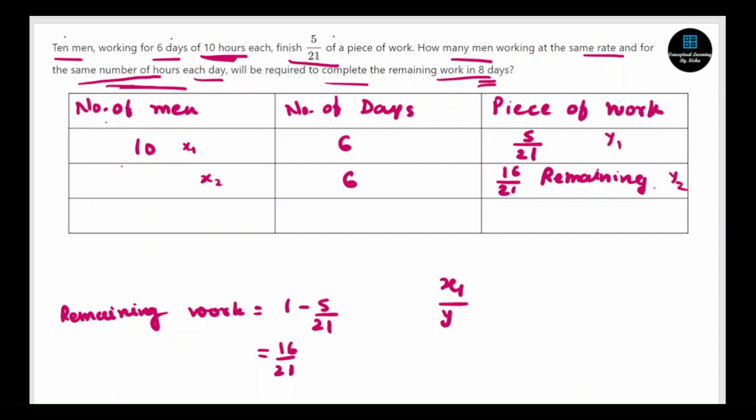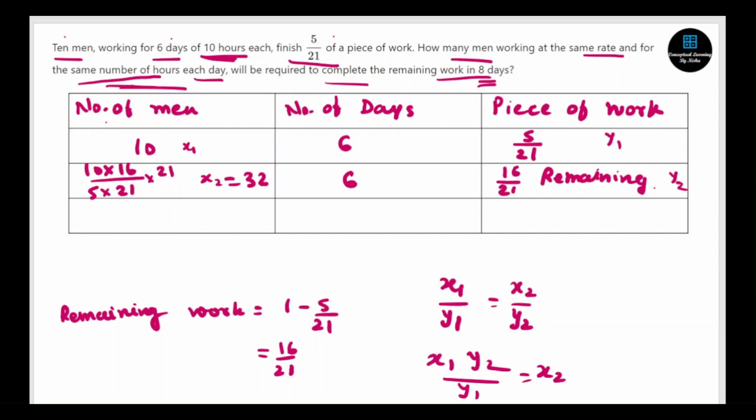Remember, we have already done this, correct? So x2 upon y2, and now to find x2 I have to multiply x1 y2 upon y1, correct? We already did this, so I'm directly doing it here. So x1 is 10, y2 is 16/21, and now I have to divide by y1. So y1 is 5/21, so I'll write 5 here and 21 goes up with this. When I simplify, 21 cancels out and I get 32. So 32 means in 6 days they can complete 6/21 of the work.